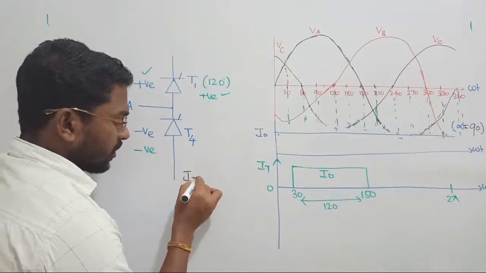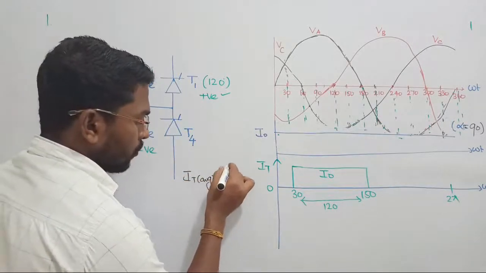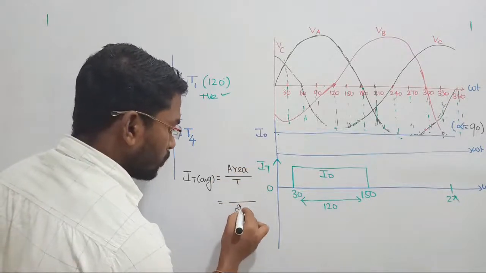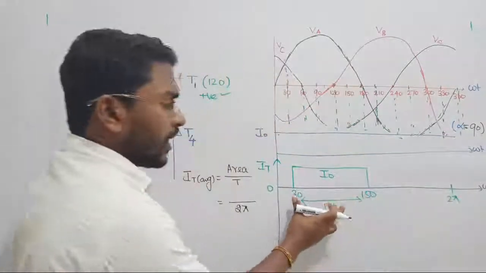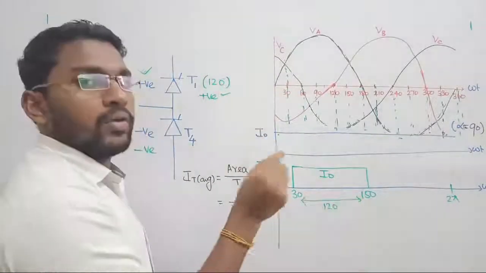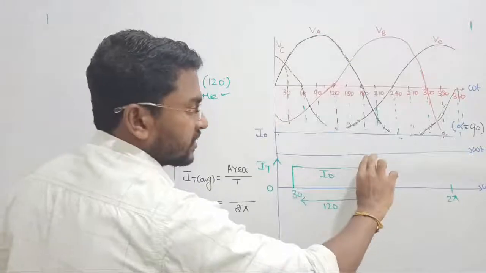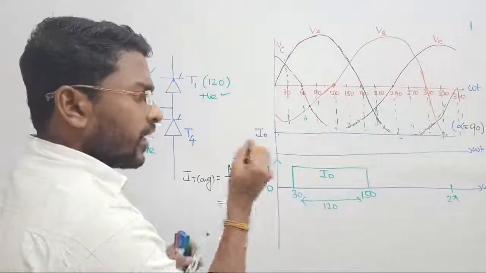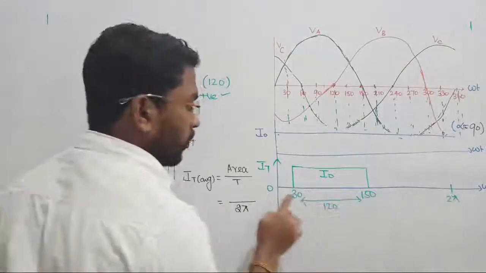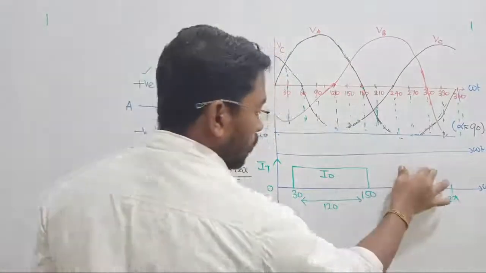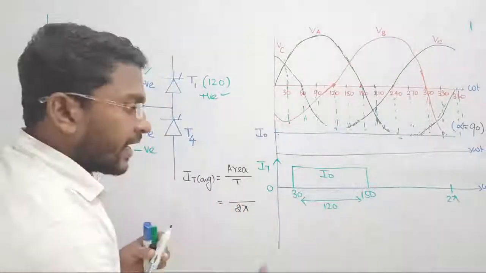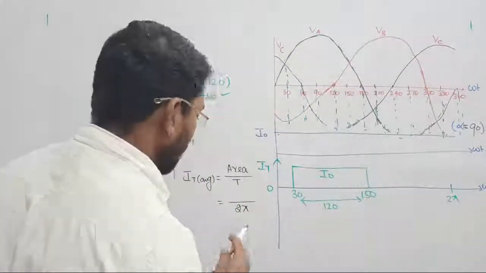Calculate the average value of the thyristor current. To find the average value, we have to estimate the area divided by the time period. The overall time period is 2 pi, the period of the cycle. If you observe up to 2 pi, that is 360 degrees, this is the one and only portion where thyristor T1 will be in conduction. After 2 pi you can observe the same cycle, again after 4 pi. So each and every 360 degrees this is the waveform, and the period of a complete cycle is 2 pi. Out of this 2 pi, from 0 to 30 it will be 0, from 150 to 2 pi it will be 0, and from 30 to 150 it will have I naught. So the thyristor's one complete cycle is 2 pi. I am repeating once again.